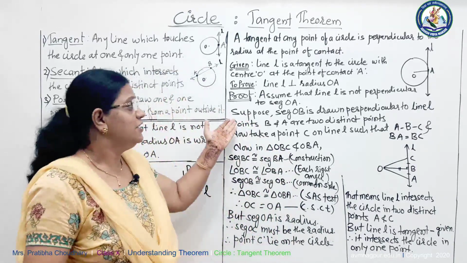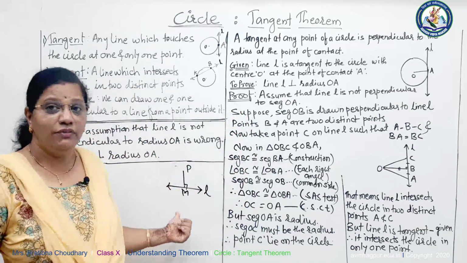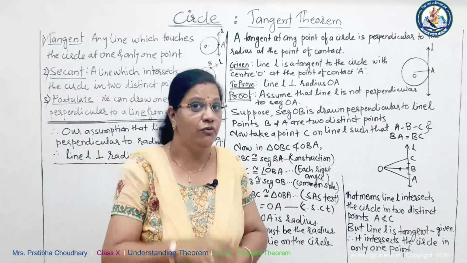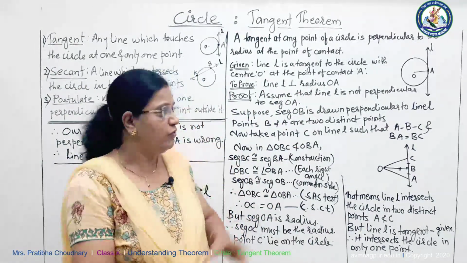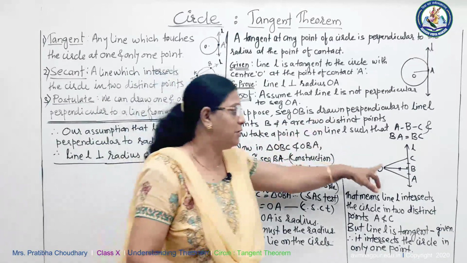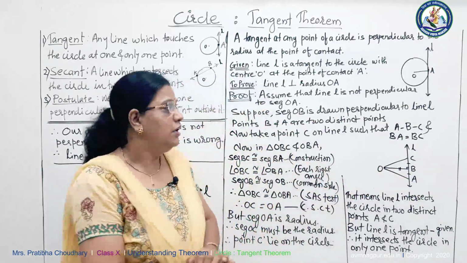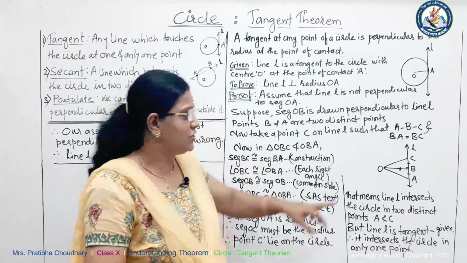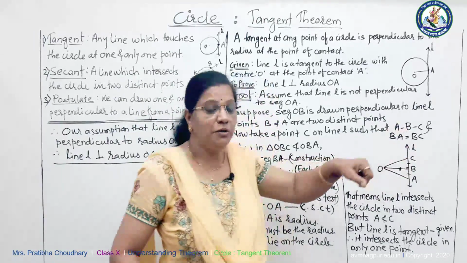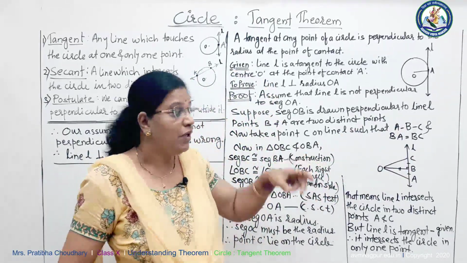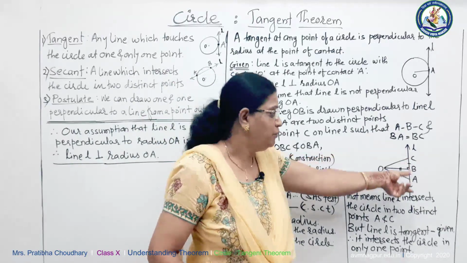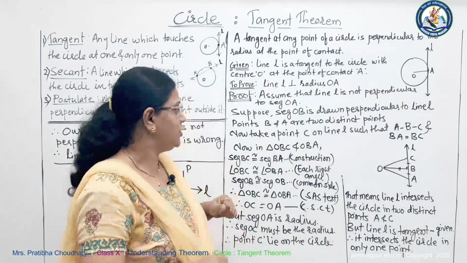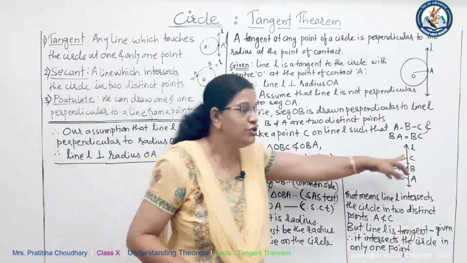Just see, we know that we can draw only one perpendicular. So if OA is not perpendicular, there must be some other segment which is perpendicular to line L. We take OB as the segment perpendicular to line L. After taking OB perpendicular to line L, we take two points such that A-B-C, that means point B lies between A and C, and BA is equal to BC. A and C are equidistant from point B. After this construction, we join OC and OA.